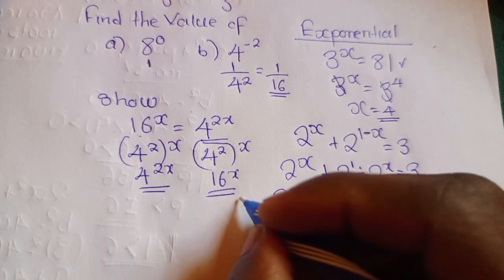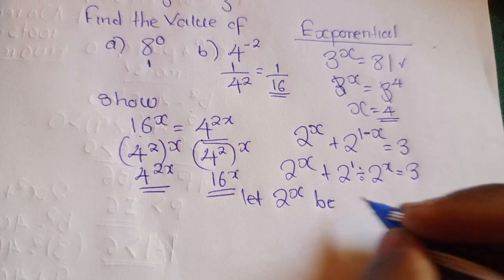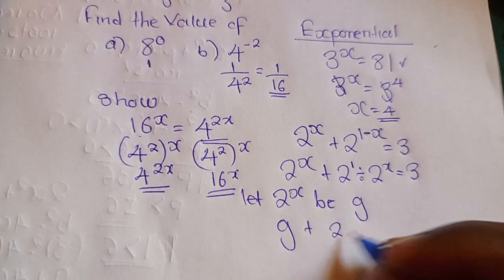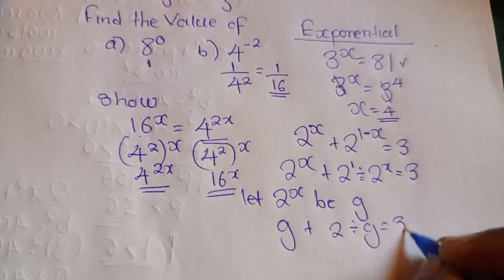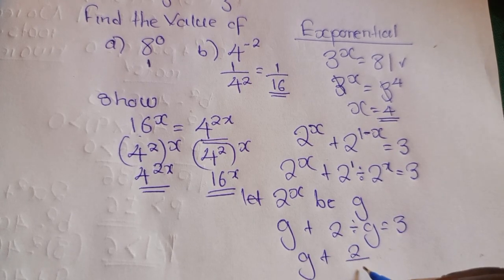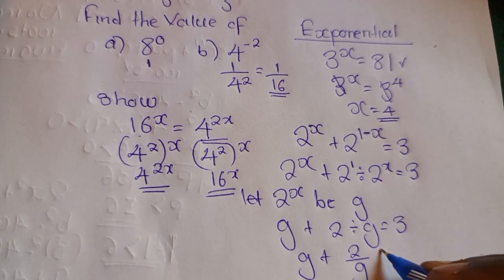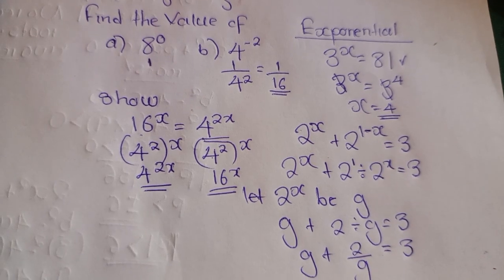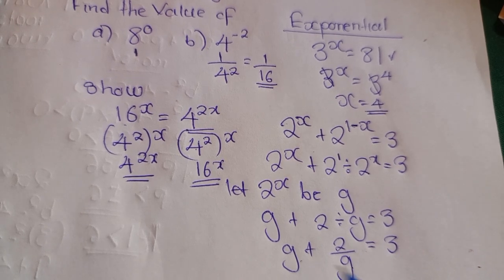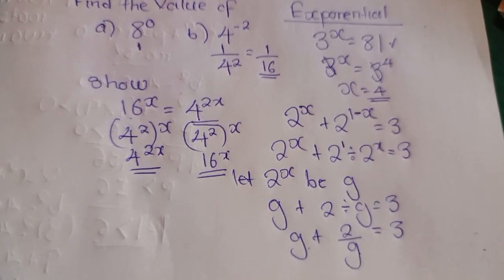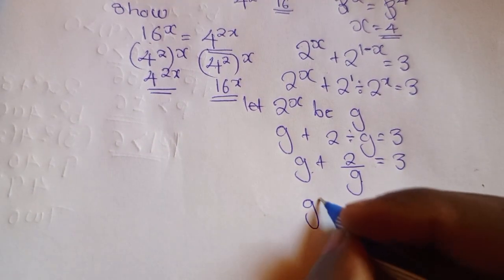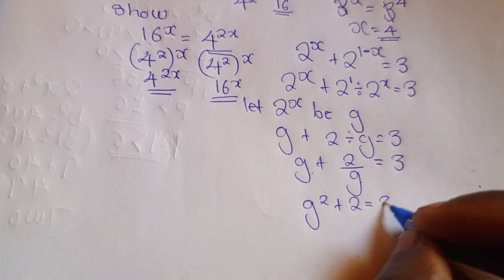So you can let 2 to the power x be any letter of your choice. I can even put g. So where there is 2 to the power x, I am replacing it with g, equal to 3. Then, if you have a division sign, you take it to multiplication. Now we can distribute this g to both sides, and you will have g squared plus 2 equal to 3g.